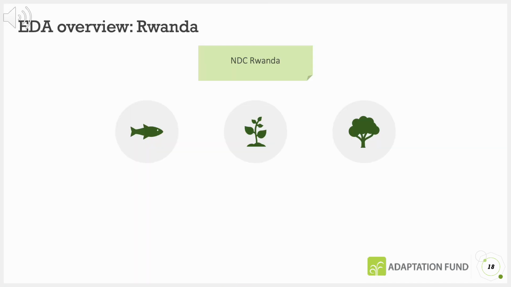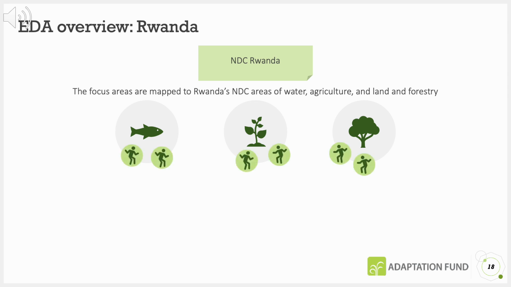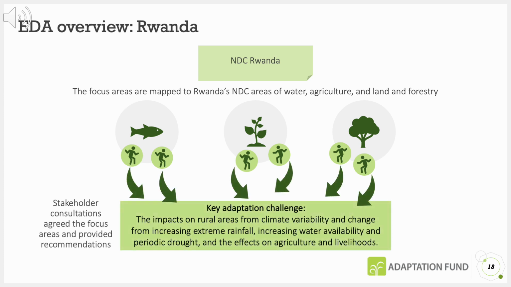The focus areas for Rwanda's proposal were chosen based on 3 steps. First, challenges and adaptation activities were taken from the priority adaptation interventions set out in the updated Rwanda Nationally Determined Contribution, the NDC, of water, agriculture, and land and forestry. Second, actions were filtered to identify those that can be delivered by local organisations. Third, stakeholder consultation workshops agreed to the focus areas and provided additional recommendations to enable greater access for local organisations.